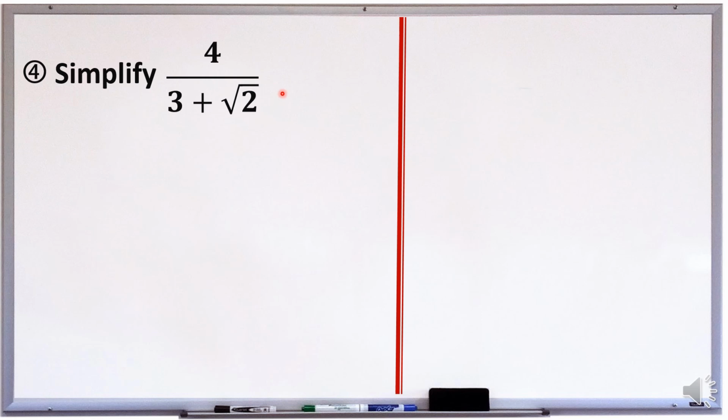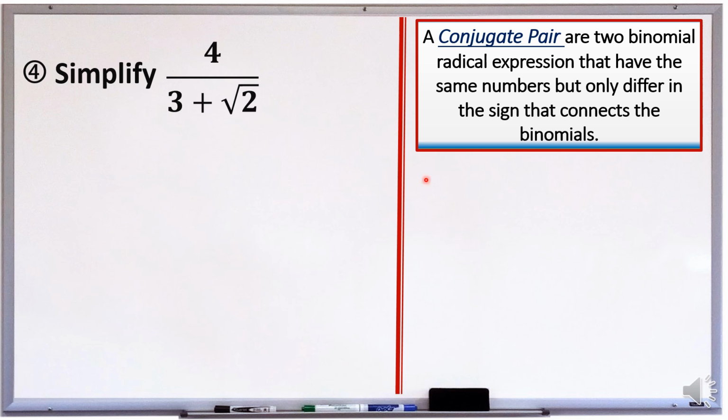So, ano po ba yung tinatawag natin na conjugate or conjugate pair? A conjugate pair are two binomial radical expressions that have the same numbers but only differ in the sign that connects the binomial. Yan po yung definition ng ating conjugate pair.